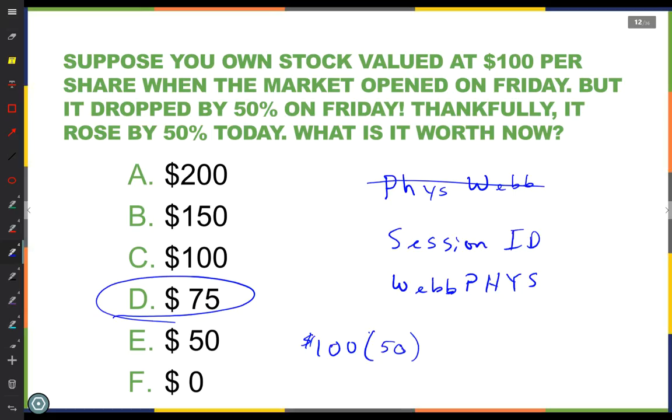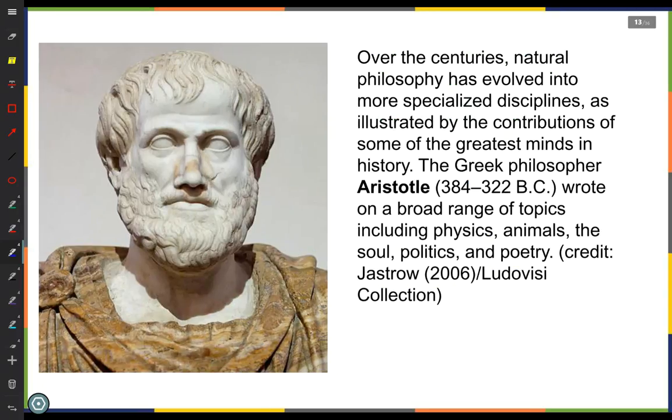So $100 times 50%, so 0.50, gave you $50 as the value of the stock after the market closed on Friday. And then you went from $50 and it went up by 50%. So I'm going to multiply by 1.50, the one for its initial price, the 0.50 for the increase. And 50 times 1.5 is $75. Everybody who answered got it right, but it's always useful to go through and see the work.